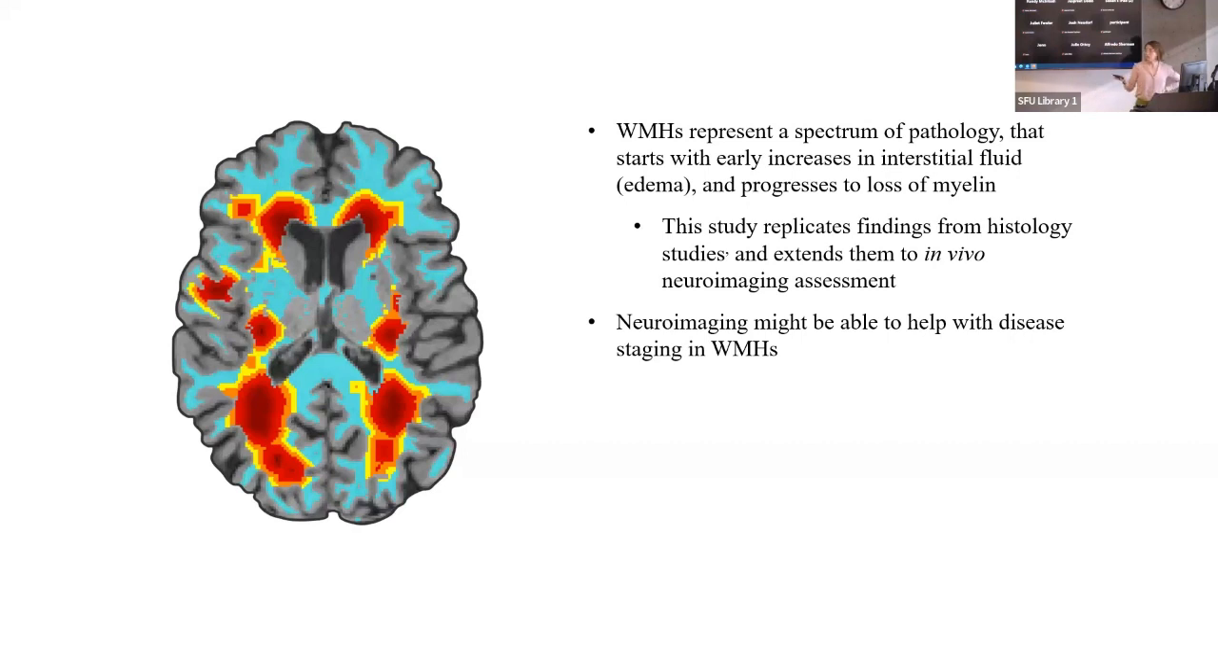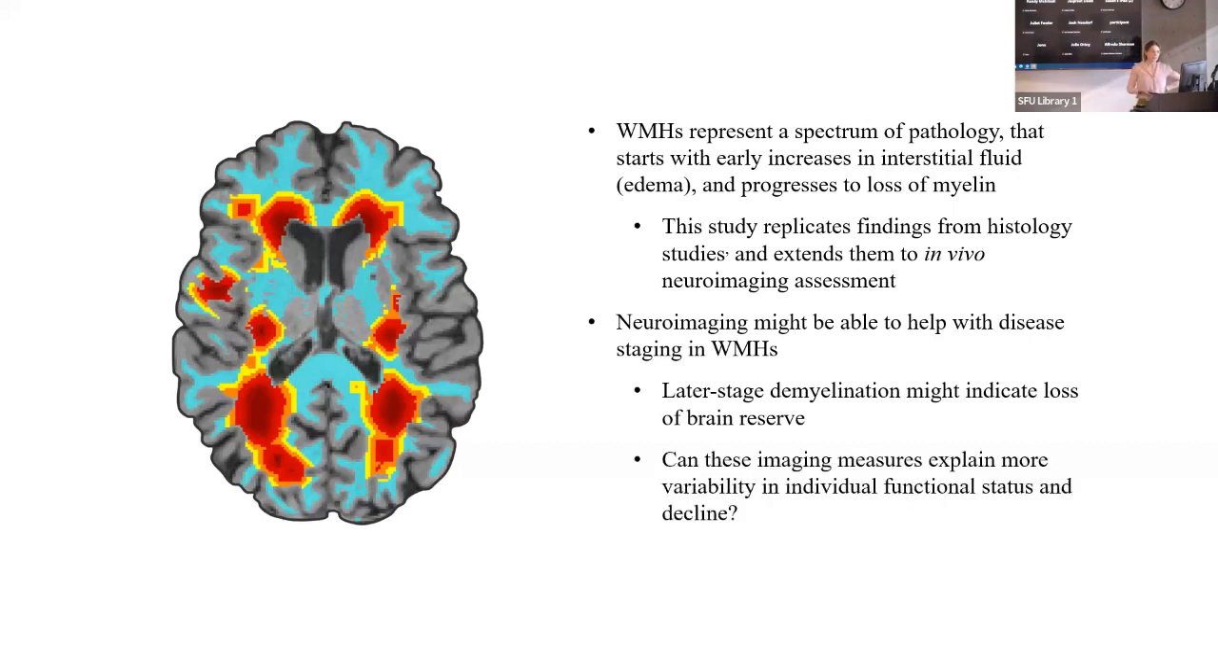So then we wonder if this might be helpful for disease staging in white matter hyperintensities, and if this later stage demyelination might be another way we can index brain reserve in this context. And an open question, I wish I had an answer to this question, but that's for future work, is, would these imaging measures actually be better markers to explain variability that we see in individual functional status and decline? Open question for us all.